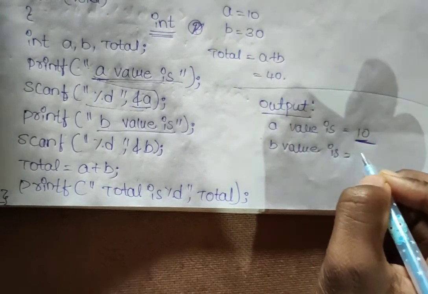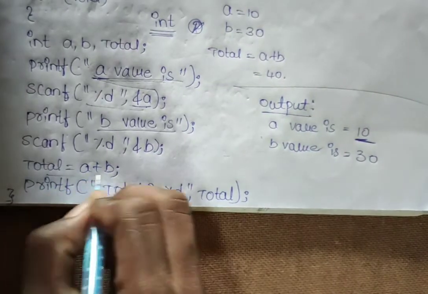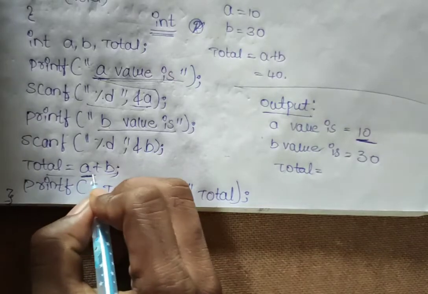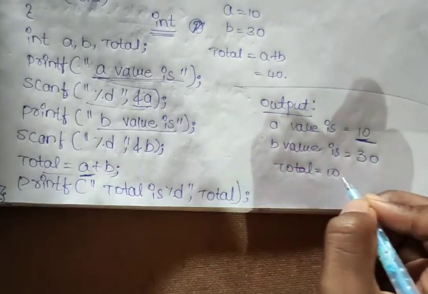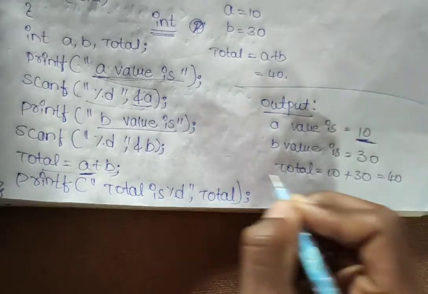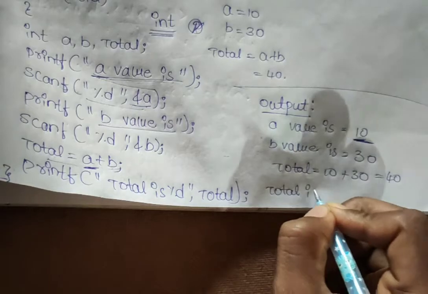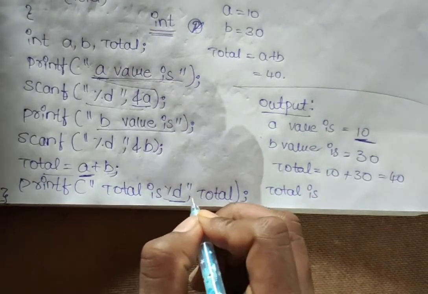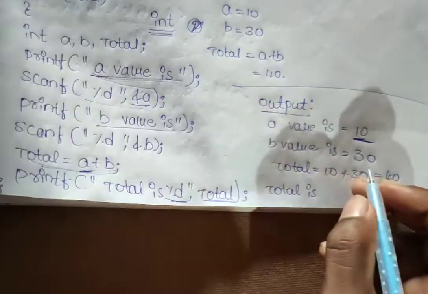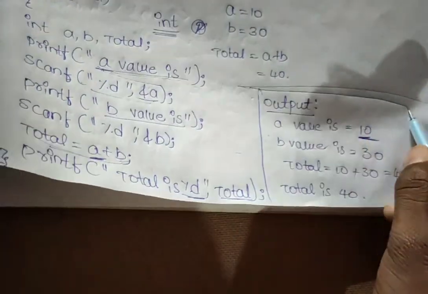Printf b value is, give 30. Scanf. Next total equal to a, what the a value 10 plus b value 30, total 40. And printf total is percentage d and total value, how much? 40. This is the output.